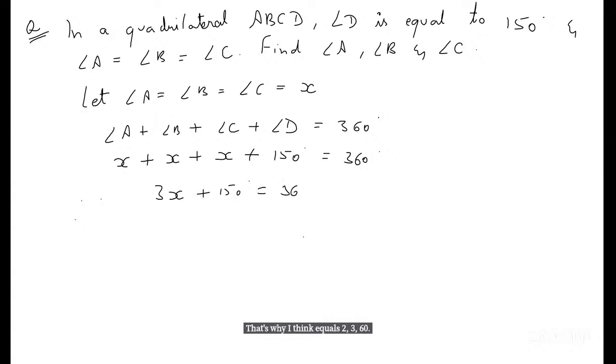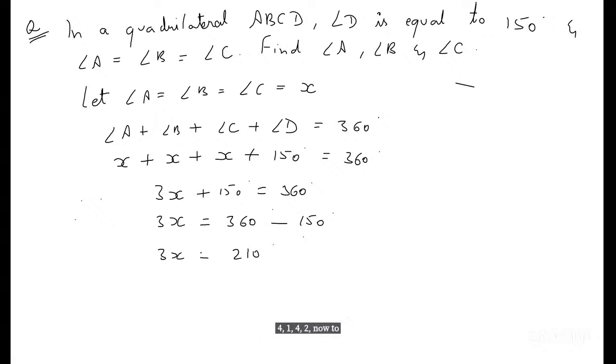Now we can take 150 to that side and subtract it, because the variable is on one side and the number on the other. So 360 degrees minus 150 degrees. What comes? It comes 210 degrees. 3X equals 210 degrees.